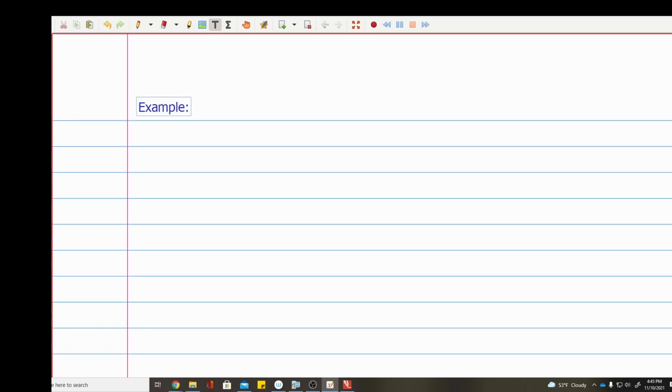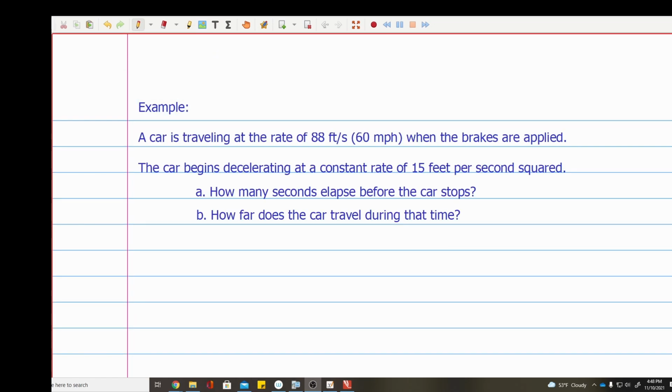Okay, let's look at one more example. The car is traveling at a rate of 88 feet per second, which for reference is about 60 miles per hour, when the brakes are applied. The car begins decelerating at a constant rate of 15 feet per second squared. How many seconds elapse before the car stops, and how far does the car travel during that time?